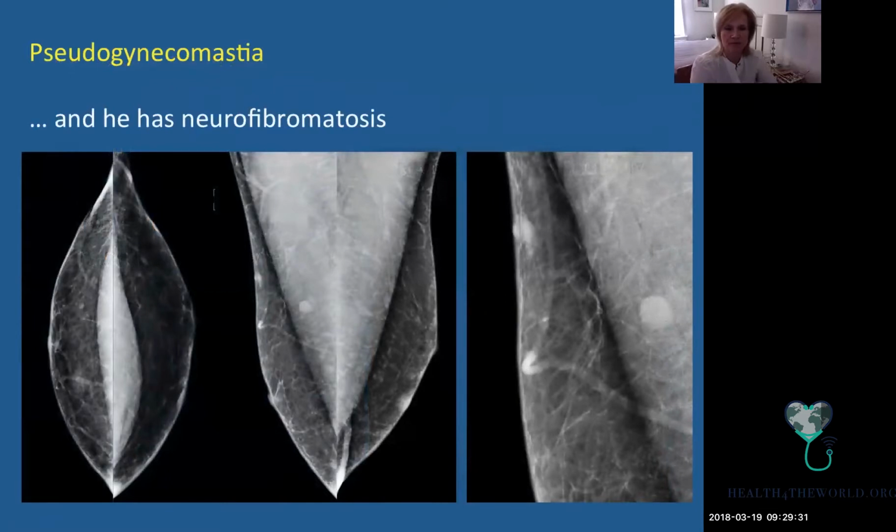Here's another example of a patient with pseudogynecomastia. We see fatty tissue on both sides. And just to keep it interesting for you, you may have seen these small masses, several of which you can see are on the skin. This is neurofibromatosis as well.